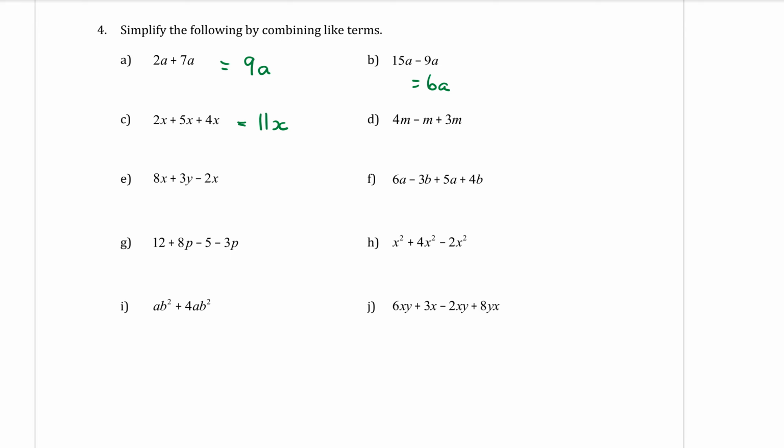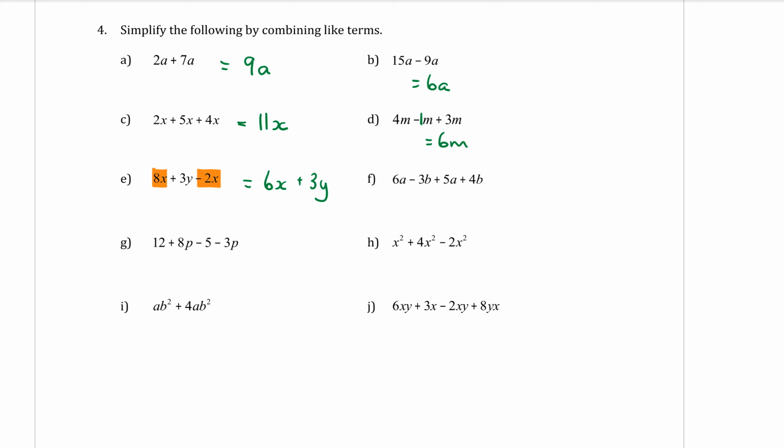And D, 4m minus m plus 3m. Are they all like terms? Yes, again. You might want to put a 1 in there for that one to help you. So it's 4 minus 1 is 3 plus another 3 makes 6m. E, 8x plus 3y minus 2x. All right, we have different letters there now. So let's get our highlighters back out. 8x and minus 2x are my x terms. So 8 minus 2 is 6. 6x's. And the y's are different, so plus 3y.